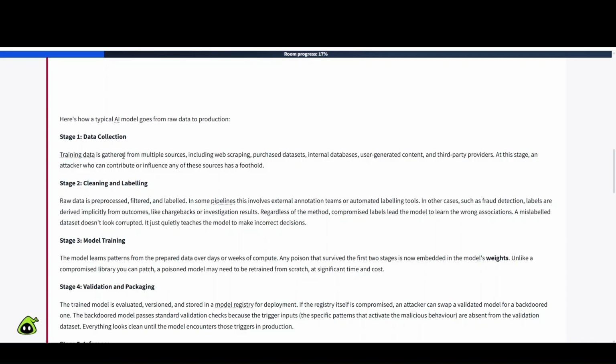So stage 1, data collection. Training data is gathered from multiple sources, including web scraping, purchased data sets, internal databases, user-generated content, and third-party providers. At this stage, an attacker who can contribute or influence any of these sources has a foothold.